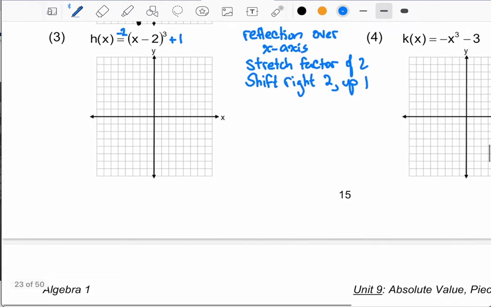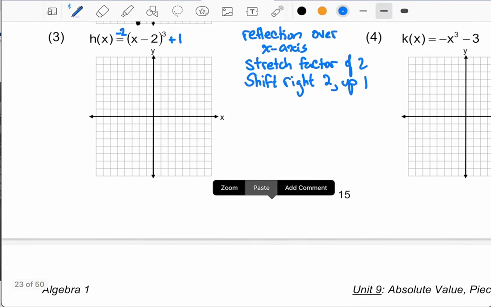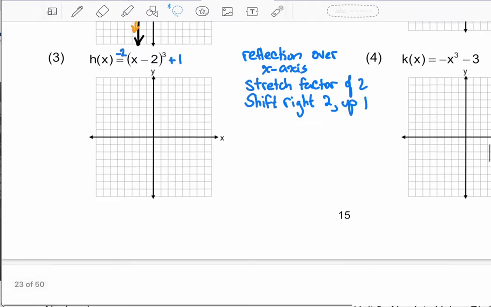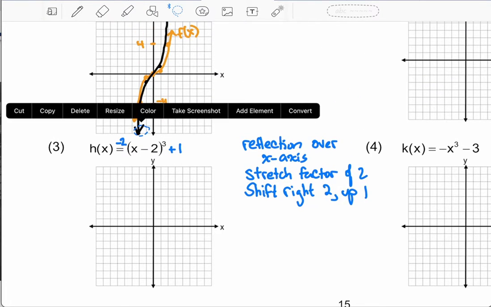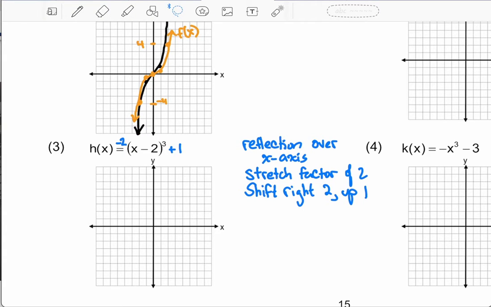All right, so I start with my parent function, which I did not copy and paste. Let me see if I can copy. Same set of special points. All right, -1, -1, 0, 0, 1, 1, 2, 8, -2, -8.